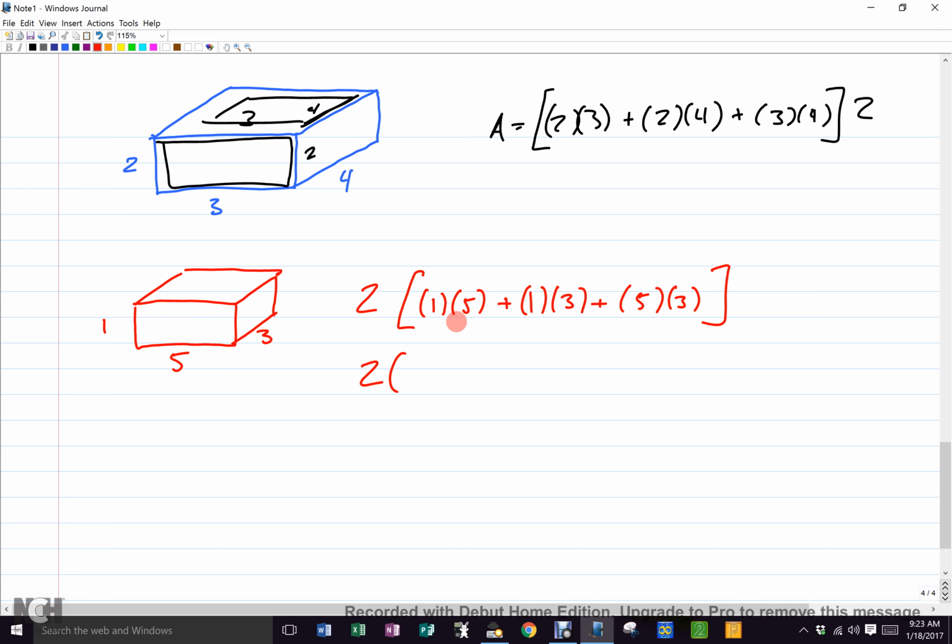So, what is 1 times 5? What is 1 times 3? What is 1 times 3? 3. What is 5 times 3? 15. Add that up. 23. 2 times 23 is 46. Can everybody do it? It's not hard, is it?